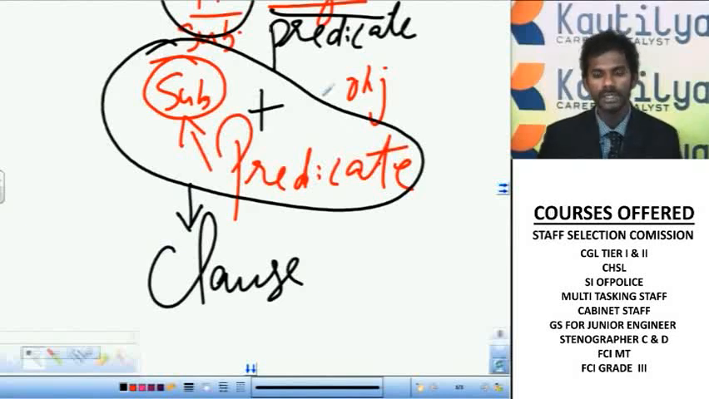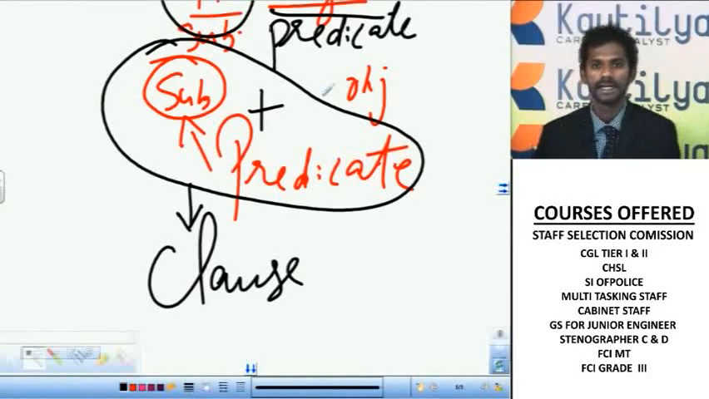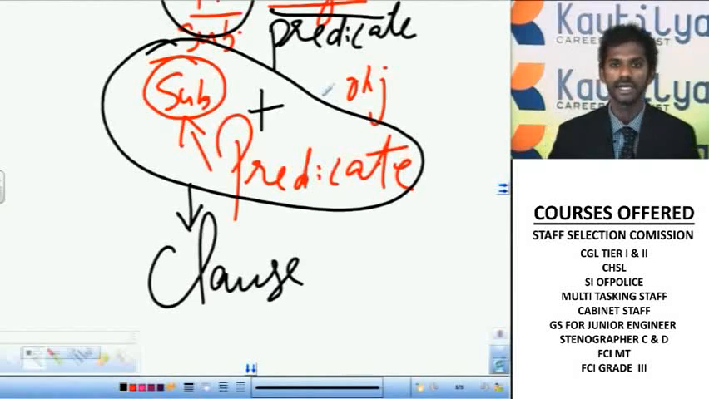Now the only difference between a sentence and a clause is that a sentence always makes a complete sense, whereas a clause may make a complete sense or an incomplete sense. That is the only difference, right? I'll give an example. As I said, a part of a sentence containing a subject and a predicate is termed as a clause. That means clause is subject plus predicate.